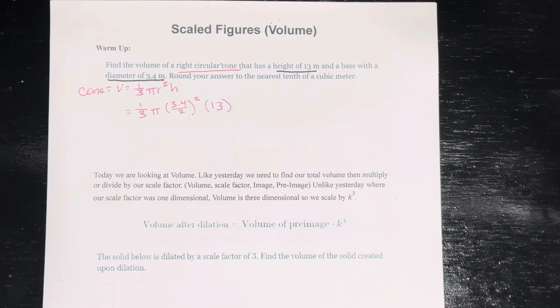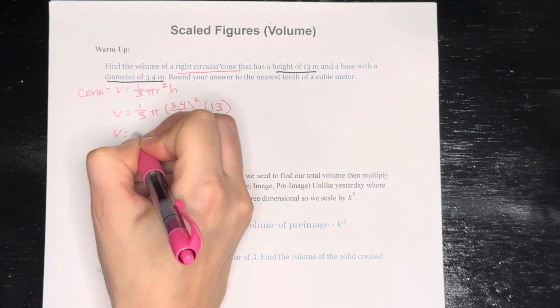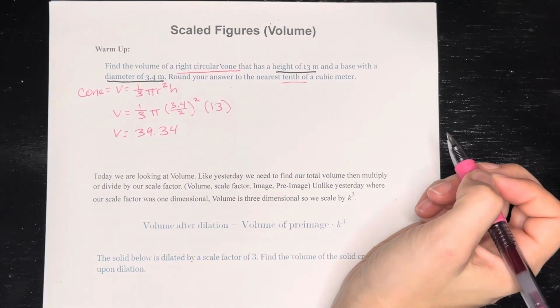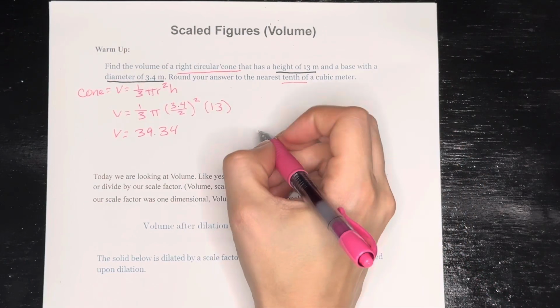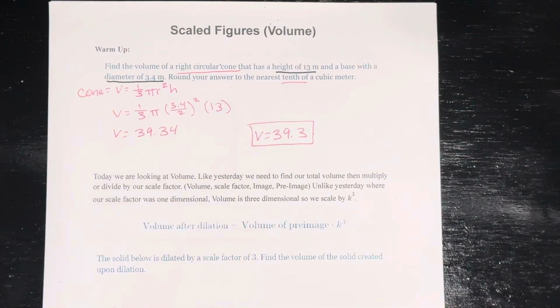Where's pi? 3.4 divided by 2 squared times 13 should give us 39.34. We are rounding our answer to the nearest tenth. So the volume of our cone should be 39.3. Okay. If you have any questions, write them down so I can answer them tomorrow.